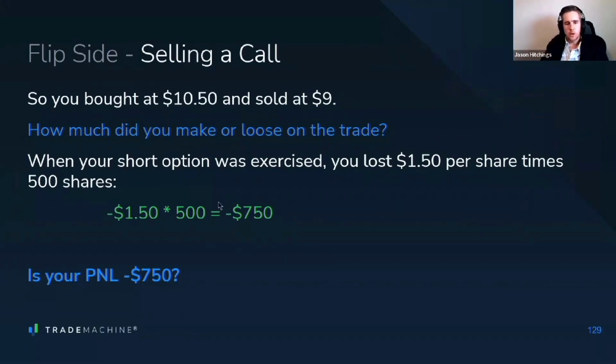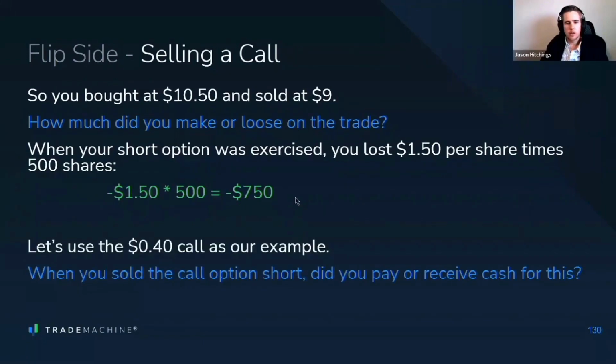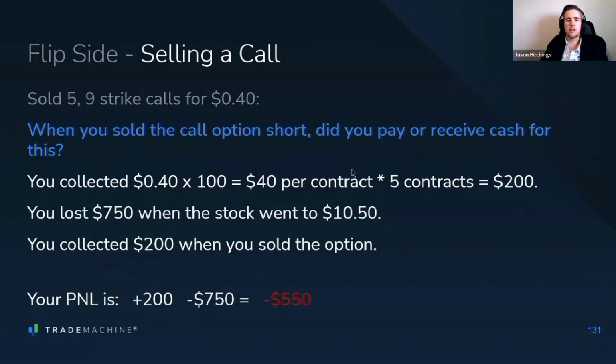But $750 isn't the whole story. It's not your P&L. It's the amount from that last final piece of the trade. When you sold that call, you collected something for it, and you collected 40 cents per share. And you did that times 500 shares. So that ended up bringing in a $200 credit from selling that originally. When it got exercised, you lost $750, and you ended up with a P&L of minus $550 because that stock went up.